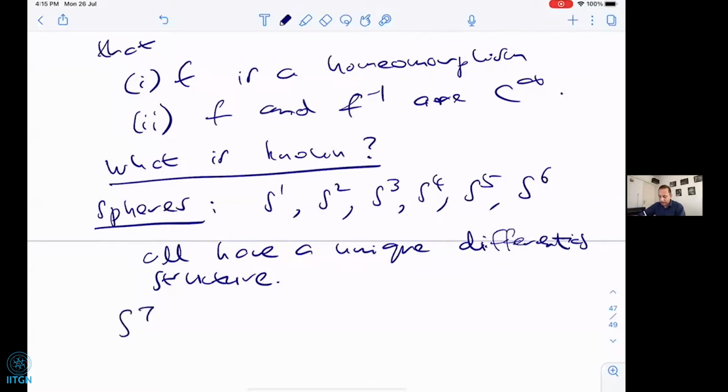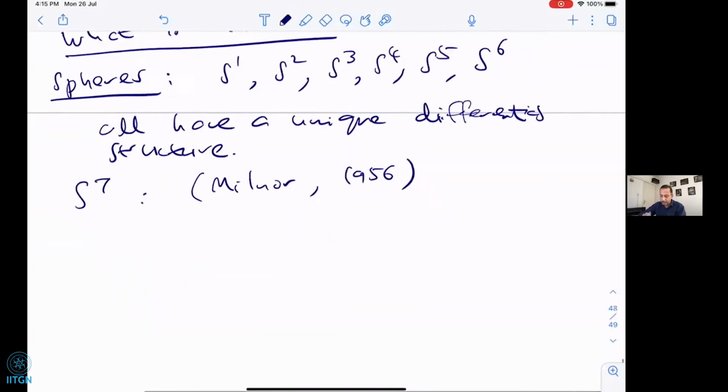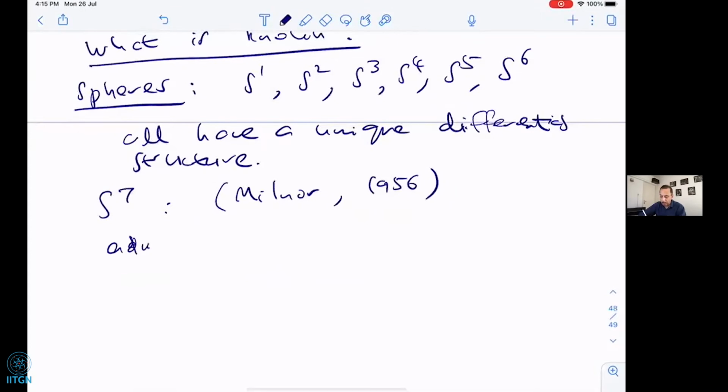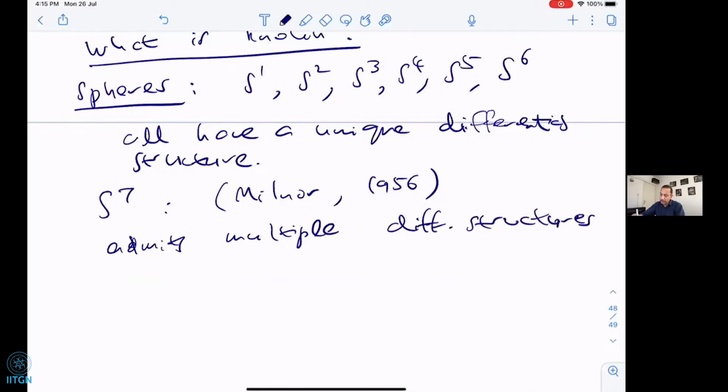However, a very beautiful example, S7, due to John Milnor, I think 1956, I could have got the date wrong, admits multiple differentiable structures. Going into any explanation about them is well beyond the scope of this mini course, but Milnor actually showed that there are at least 7. So a lot of 7s. S7 has 7 differentiable structures, but it turns out it's larger than 7. And now it's proved that there are exactly 28 differentiable structures.